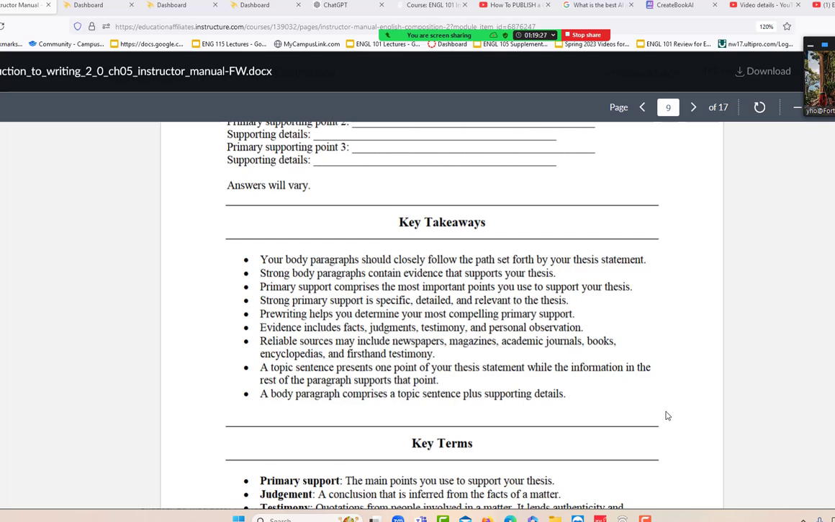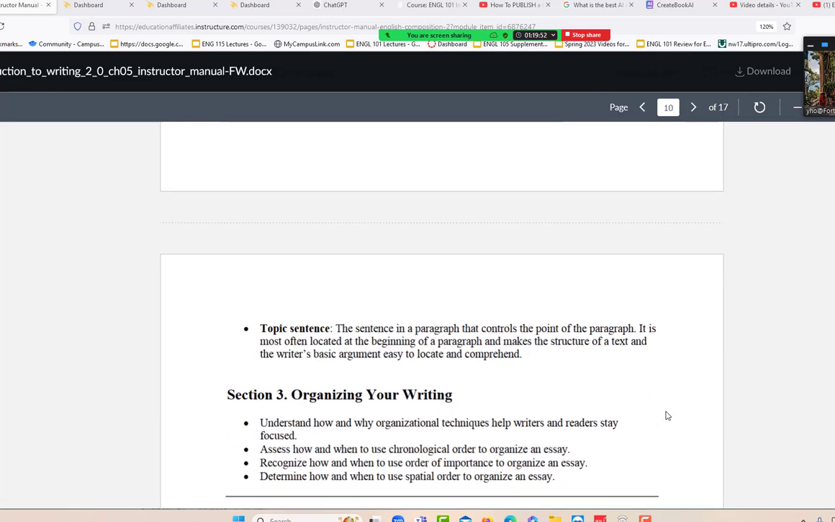Reliable sources may include newspapers, magazines, academic journals, books, encyclopedias, and first-hand testimony. A topic sentence presents one point of your thesis statement, while the information in the rest of the paragraph supports the point. A body paragraph comprises a topic sentence plus supporting details.